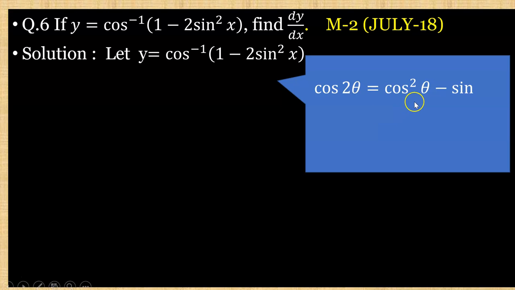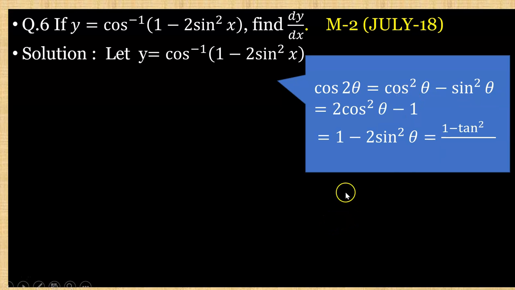Cos of 2 times theta means what? Cos square minus sine square theta. And again cos of 2 times theta is 2 cos square theta minus 1. Again cos of 2 times theta is 1 minus 2 sine square theta, and that's also equal to 1 minus tan square theta upon 1 plus tan square theta.